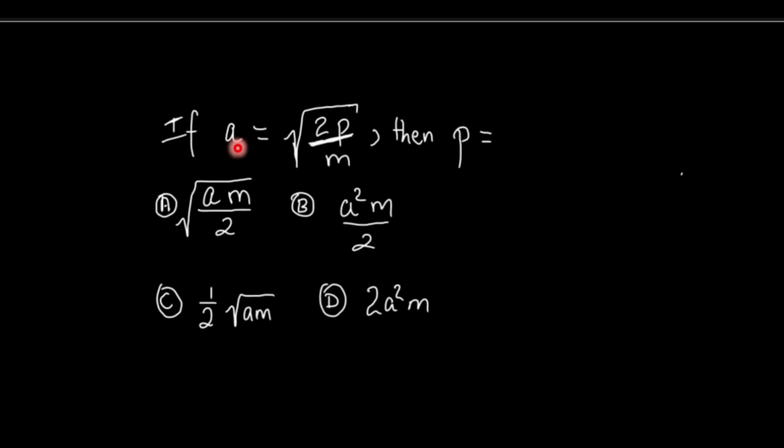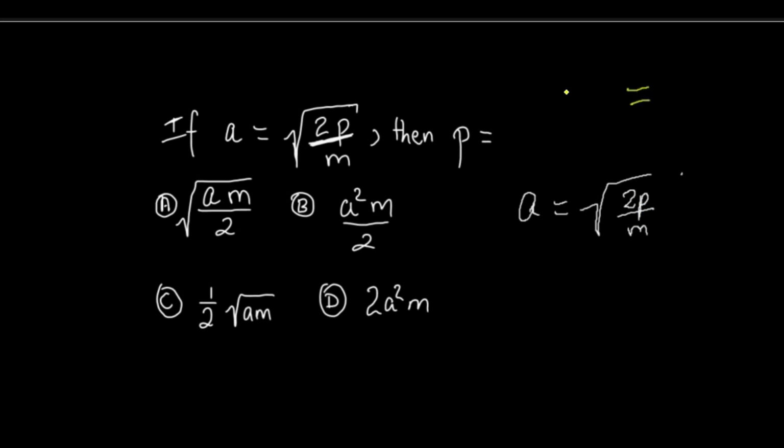So this question reads, if A is equal to the square root of 2P divided by M, then P is equal to which one of these? Well, the first thing I'll do, let me just write back the problem. And then I want to identify what operation is affecting all the quantities or terms on the side where P is located. So P is located on which side of the equation?